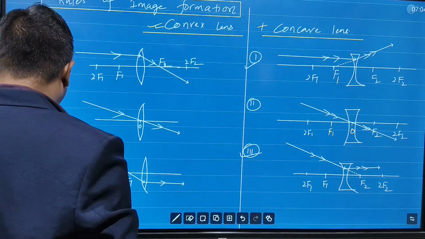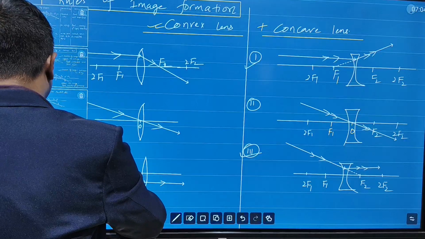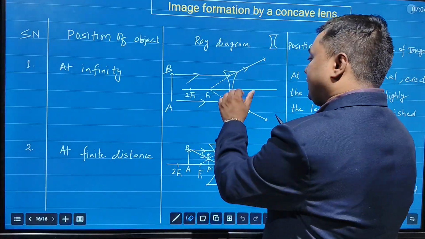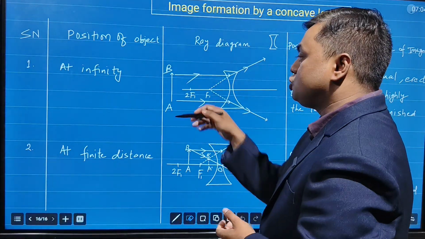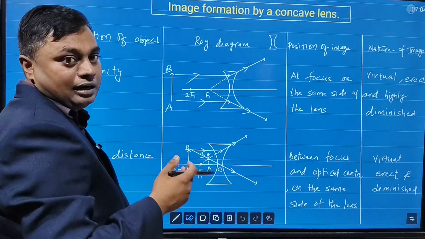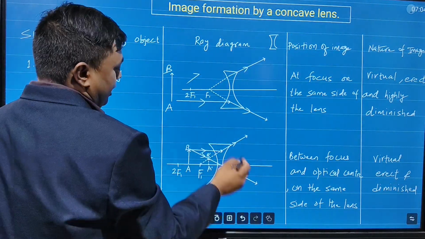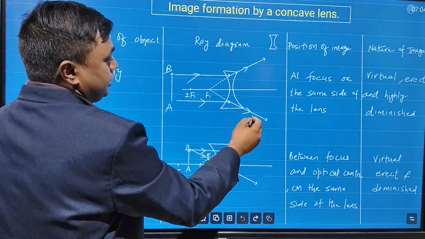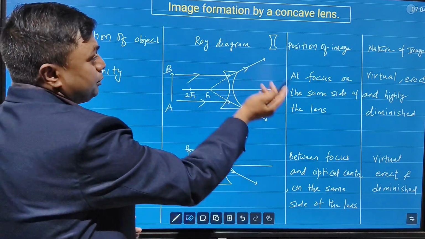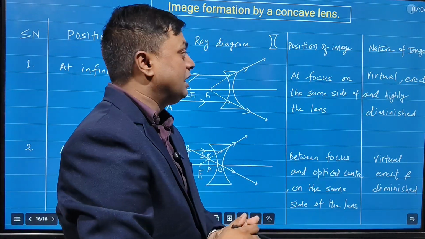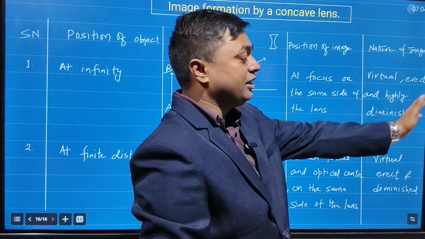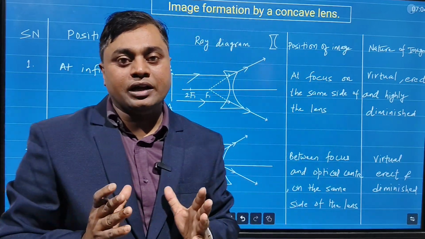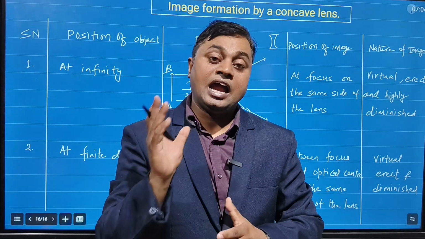Now see the image formation by a concave lens table. There are two cases only. When the object is at infinity, this is the concave lens. Here I have already drawn it. AB is the object, so you have to take a two-ray diagram. You take a light ray parallel to the principal axis. After refraction, it will diverge and appear to meet at f1. So where is the position of the image? At the focus on the same side of the lens. What is the nature of the image? It is virtual, erect, and highly diminished. You should remember one thing: in the case of a concave lens, the image is always virtual, erect, and diminished.